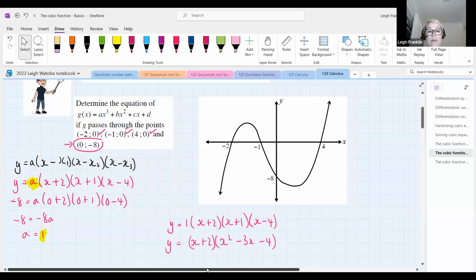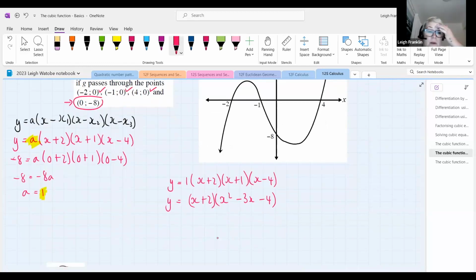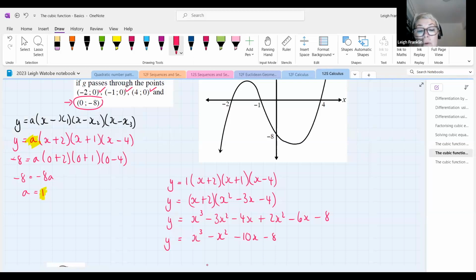And now we're going to multiply our binomial with our trinomial. So we would end up with y equals x cubed minus 3x squared minus 4x plus 2x squared minus 6x minus 8. And last step, we can collect our like terms. So this would give us minus x squared, and that would give us minus 10x, and then we would have our -8 at the end over there.